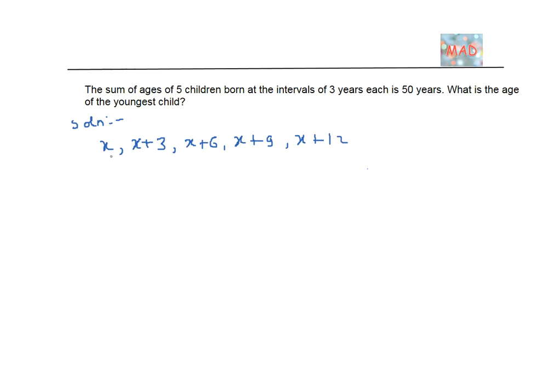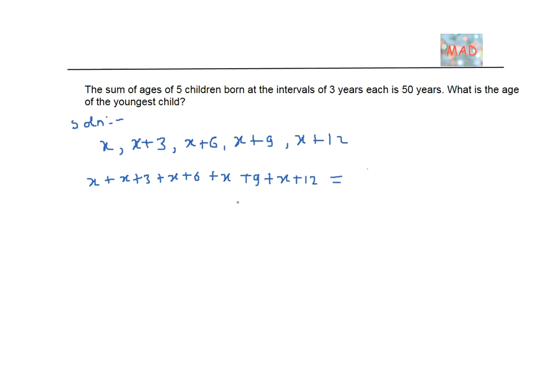It is given in the question that their sum is 50 years. So we have an equation here. Now x plus x plus 3 plus x plus 6 plus x plus 9 plus x plus 12.